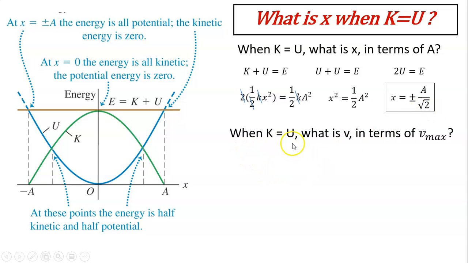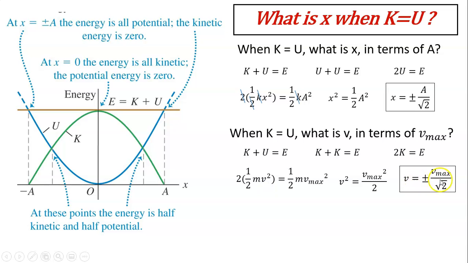Next question is when K equals U, what is v in terms of maximum velocity? So again, we use conservation of energy, but at that point, the energy is totally kinetic. So 1/2 m v squared times 2 equals 1/2 m vmax squared. So from here, we can solve for v equals vmax divided by square root of 2. It's positive or negative.